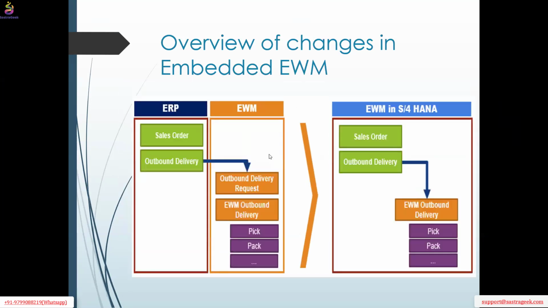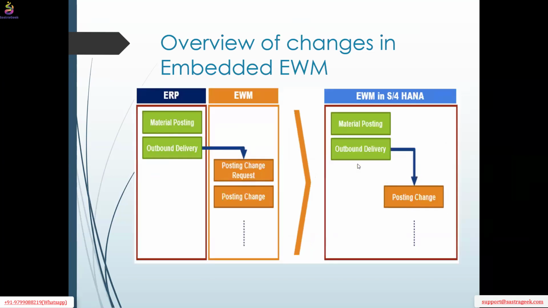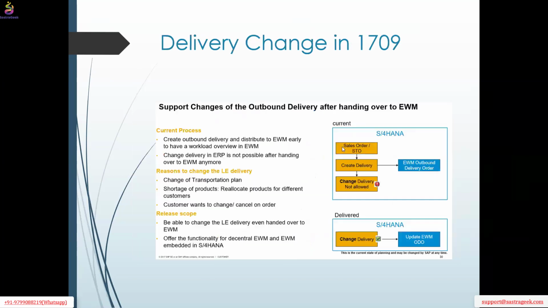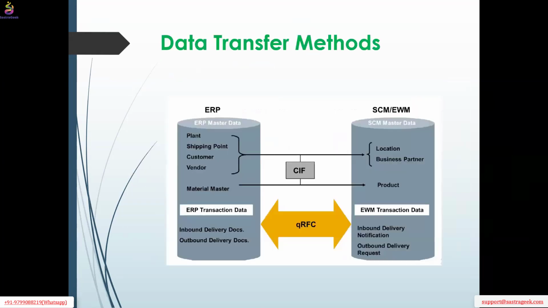In the same way, we talk about the outbound also. We have ERP, where we'll create an outbound with a sales order, and an outbound delivery that gets transferred to EWM as an EWM outbound delivery request. And in the embedded landscape, we do not even require that. So these are all the changes that we see in each and every release, guys.